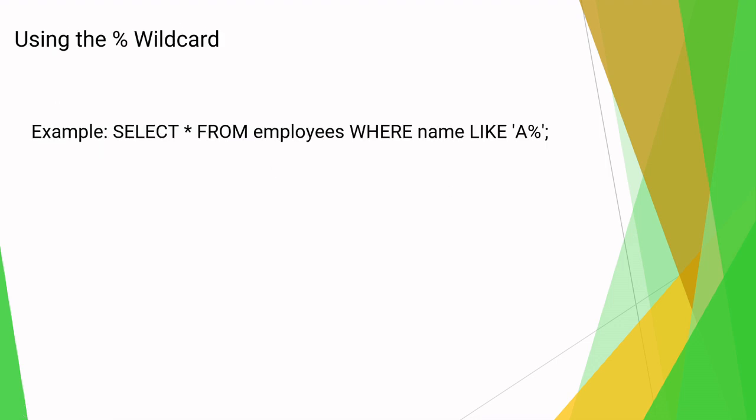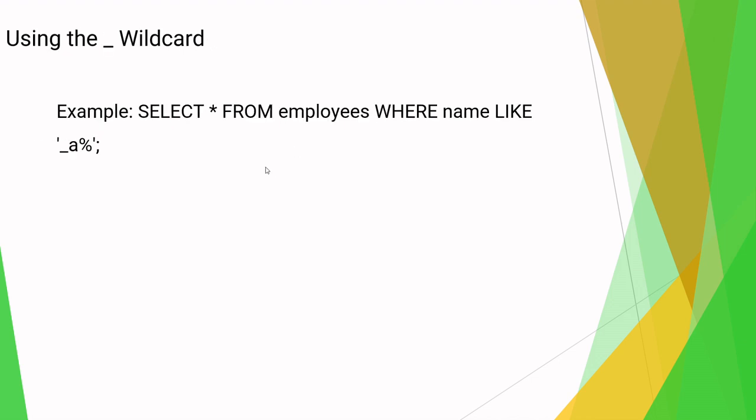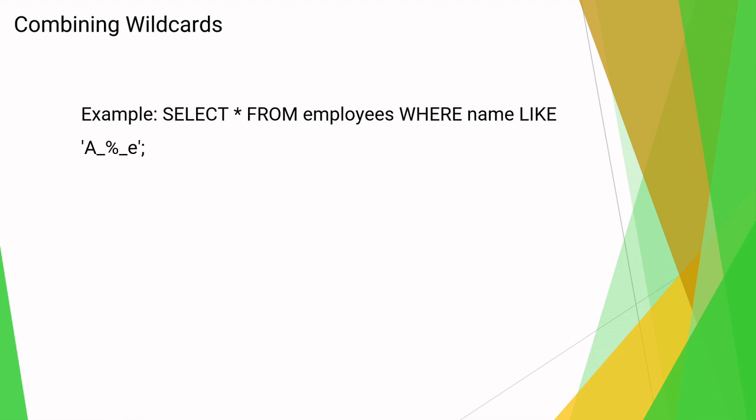Using the percent wildcard, this query selects all employees whose names start with the letter A. The percent sign allows for any characters to follow A. The underscore wildcard matches a single character. This query selects employees whose names have A as the second character, followed by any characters.